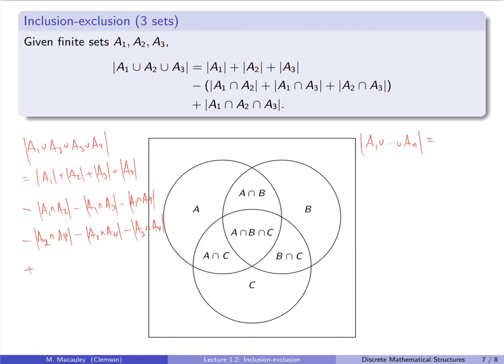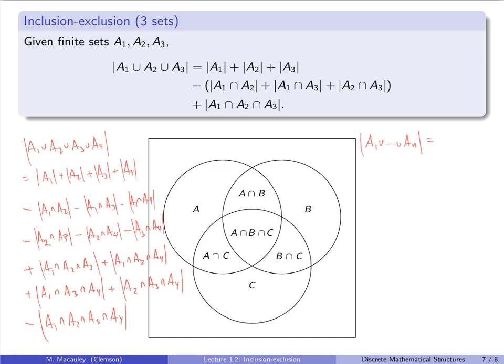And then we have to add back the set of all triples: A1 intersect A2 intersect A3, plus A1 intersect A2 intersect A4, plus A1 intersect A3 intersect A4. And then we have to add A2 intersect A3 intersect A4. So we got all 4 of those. And then we have to subtract off the intersection of all 4 of these, A1 intersect A2 intersect A3 intersect A4.